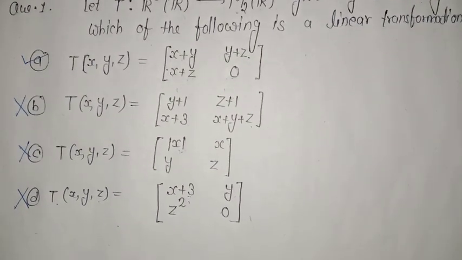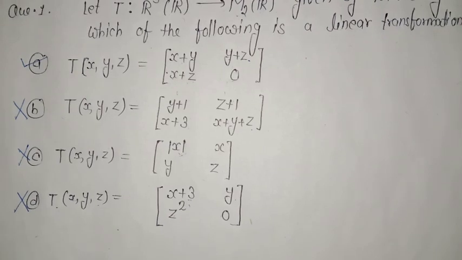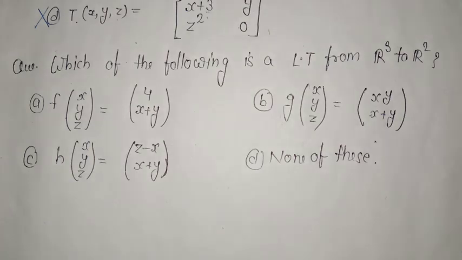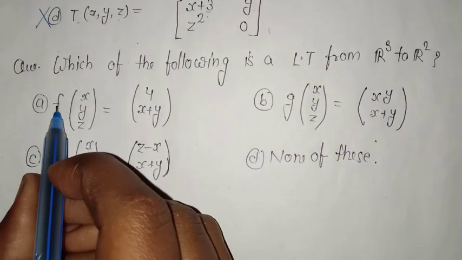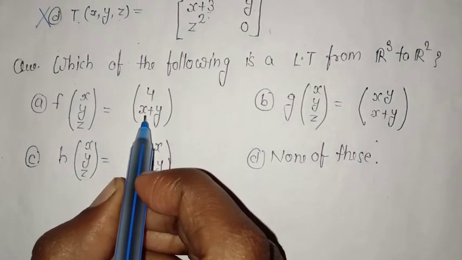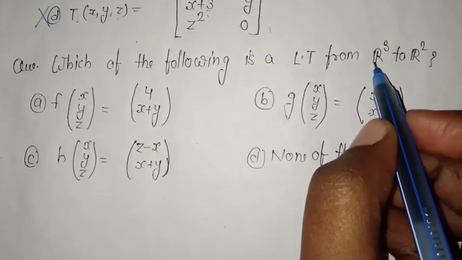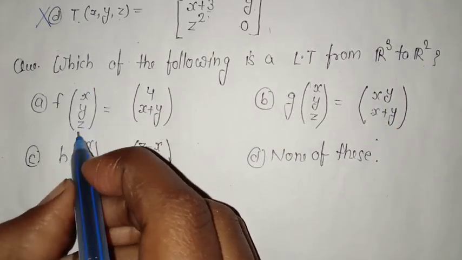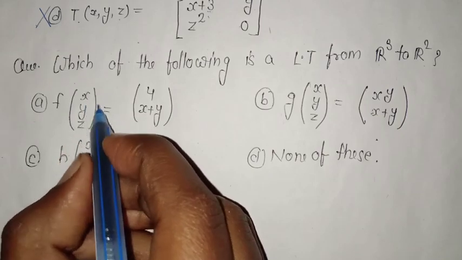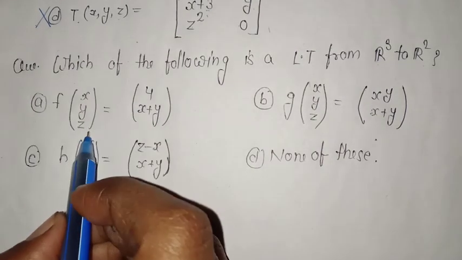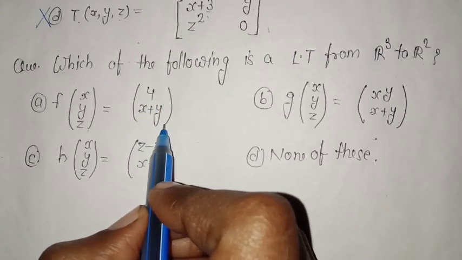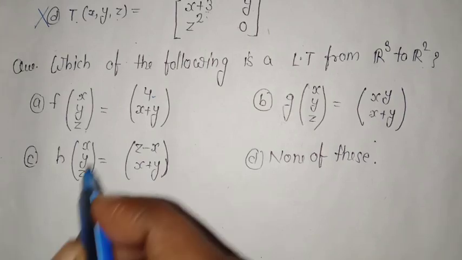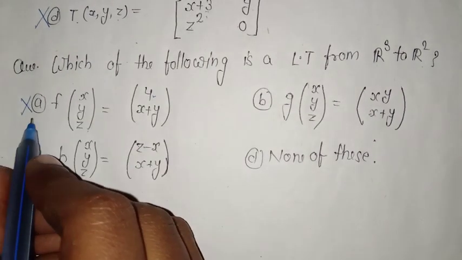Now I am going to take the next question. Which of the following is a linear transformation from R cube to R square? The first transformation is F of (x, y, z) equals (4, x plus y). This transformation is defined from R cube to R square. That's why the vector is in column form, 3 cross 1, and this is a 2 cross 1 matrix. Since one constant term is involved in the transformation, this option is not right. That is, it is not a linear transformation.